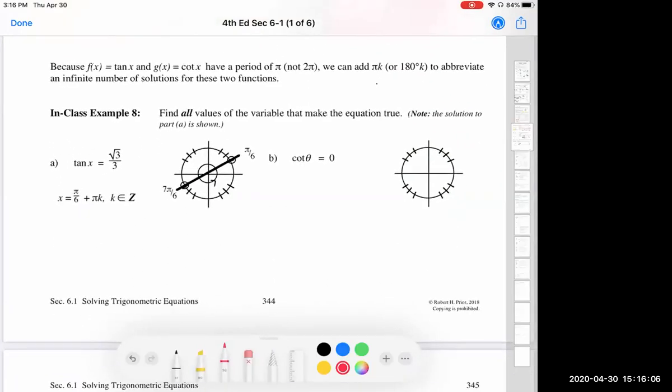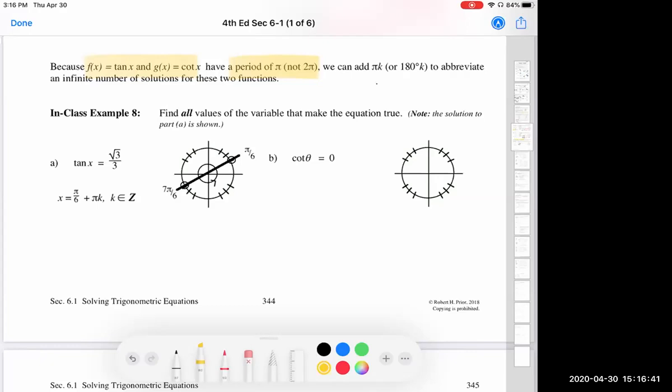Because f of x equals tangent of x and g of x equals cotangent of x have a period of pi and not 2 pi, we can add pi k or 180k to abbreviate an infinite number of solutions for these two functions. All right, so now we have to limit what we work with, particularly tangent and cotangent. They have a period of pi. So instead of adding 2 pi, we're only going to add pi.